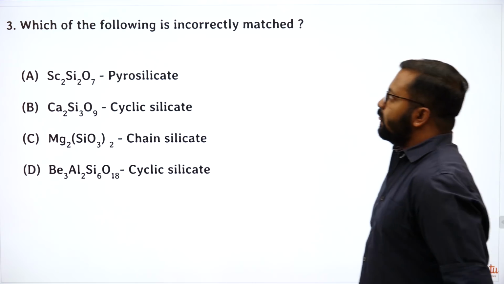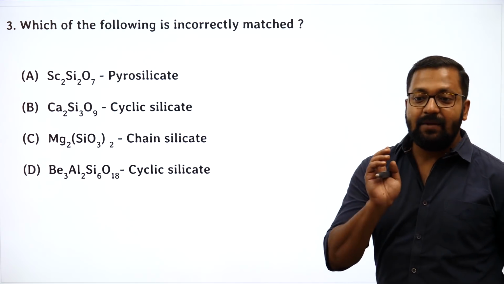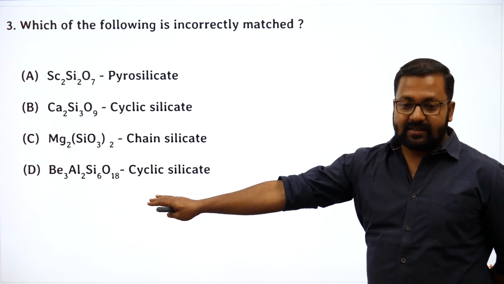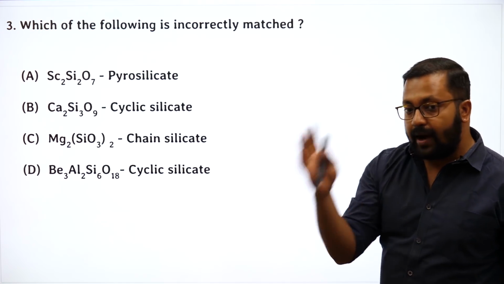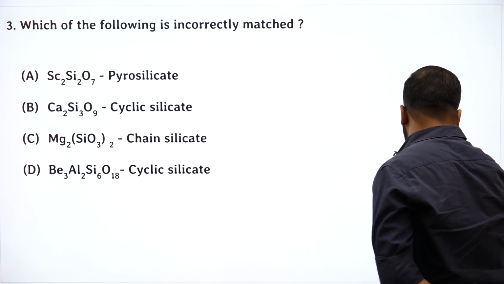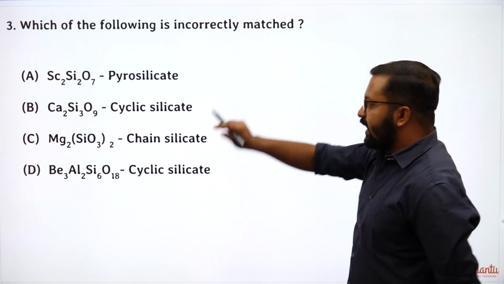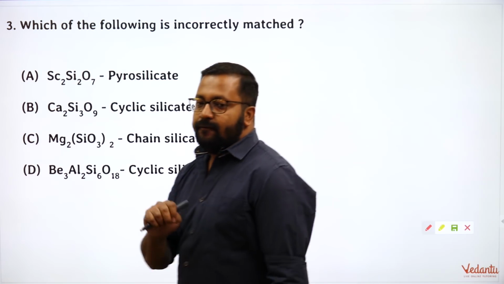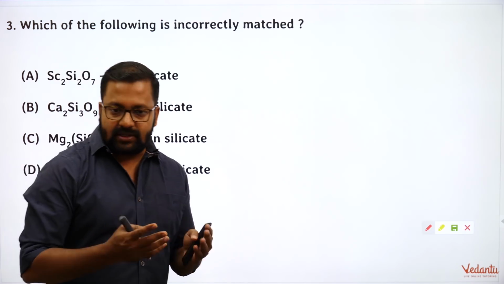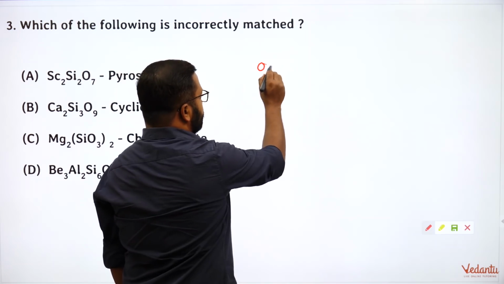The next question is this: which of the following is incorrectly matched? These are silicates, and questions on silicates are asked very often. How to solve this question? Remember that silicates come in 4 different forms. One is known as a normal silicate or orthosilicate.